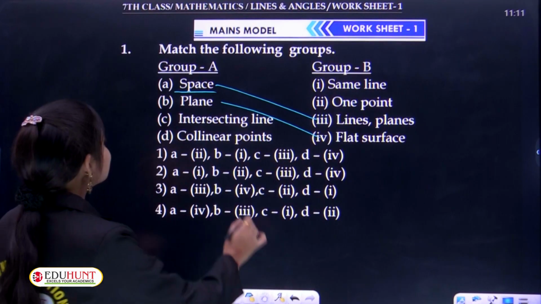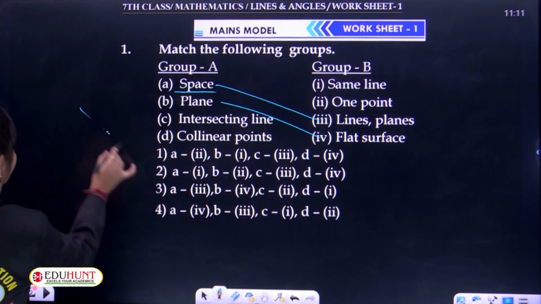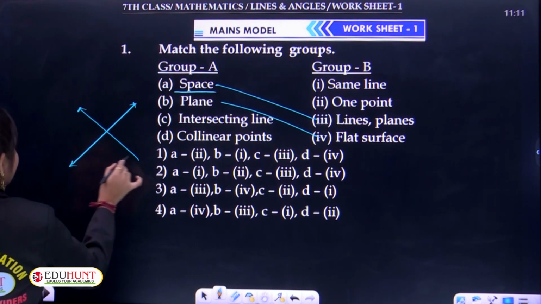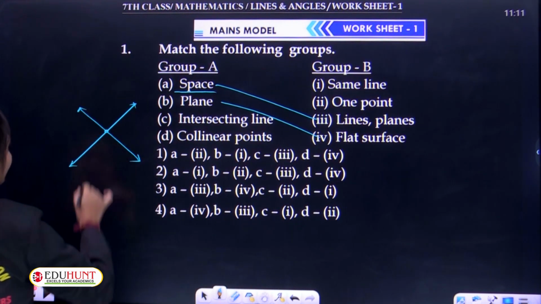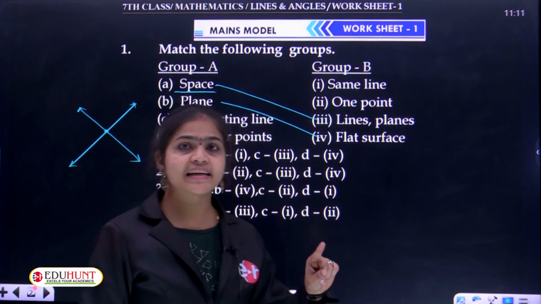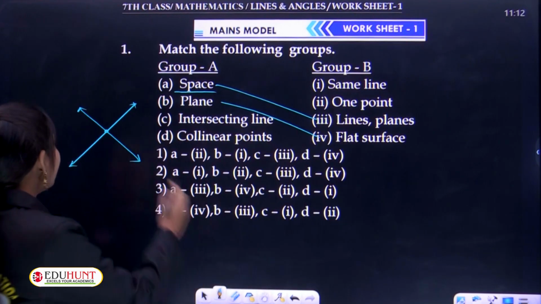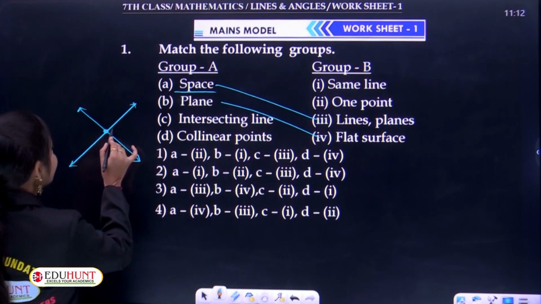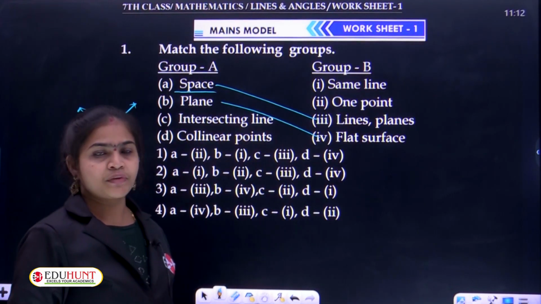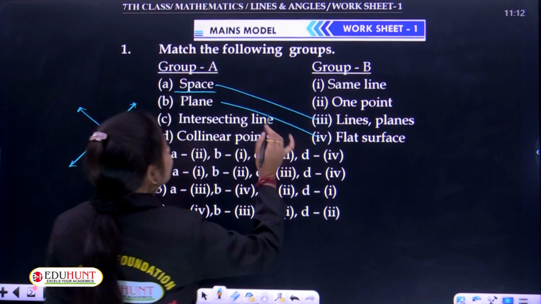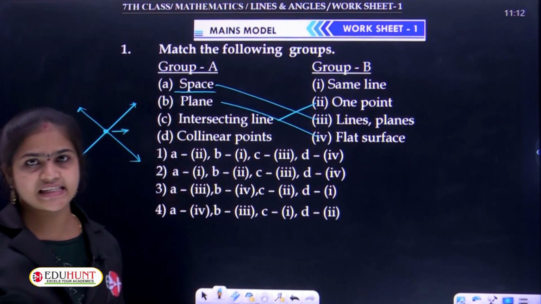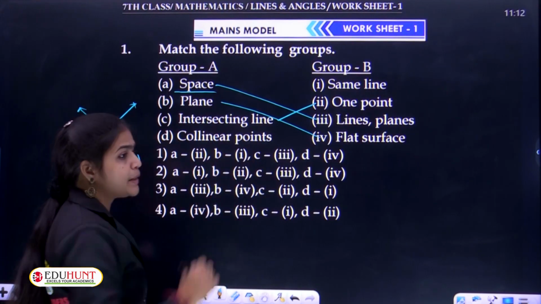Clear. Next, intersecting lines. Intersecting lines means two straight lines passing through one point. Two straight lines passing through one point, and intersecting at how many points here? Intersecting at only one point. Then we will call this point the point of intersection. Intersecting lines have how many points? One point of intersection.